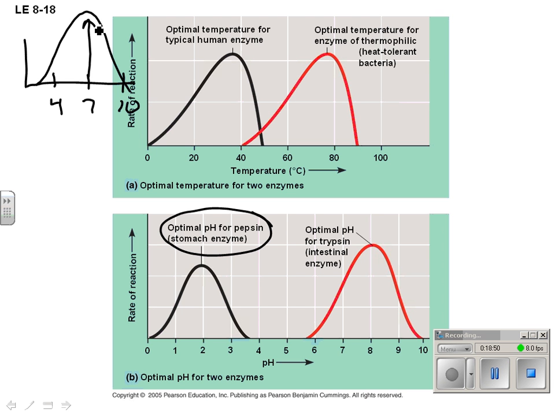Check this out though. Your enzyme in your stomach is called pepsin. It works best at a pH of 2. In fact, if you get to neutral, it doesn't work at all. Why not? Same reason. Too much or too little acid can denature an enzyme too.